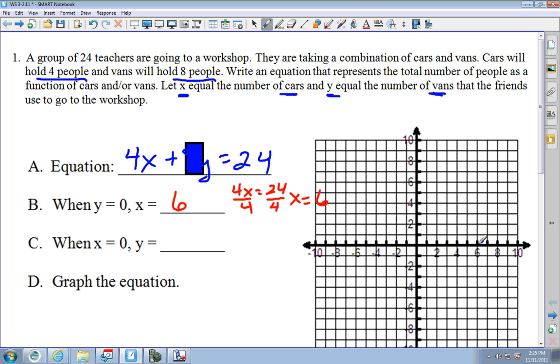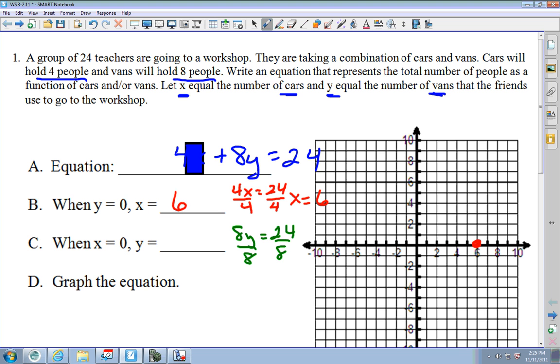Okay, so I'm going to go over on the x-axis and put a dot on 6. Next, it wants to know when x is 0, so I'm going to cover up the x, and I get 8y equals 24. I'm going to divide by 8. I get y equals 3. So I'm going to go up to where y is 3 and put a dot. Now I can draw my line to connect my dots.